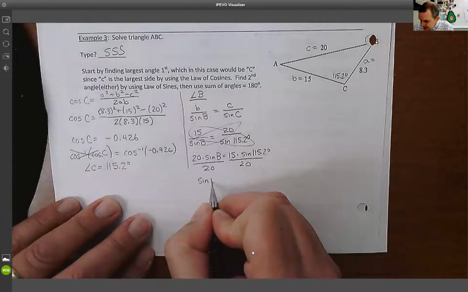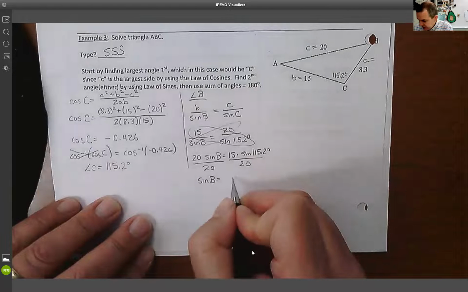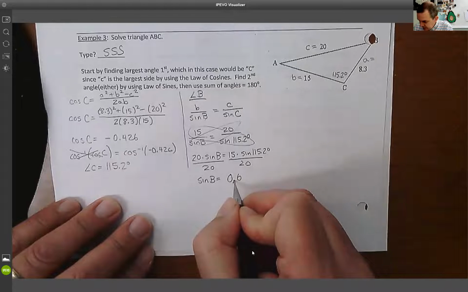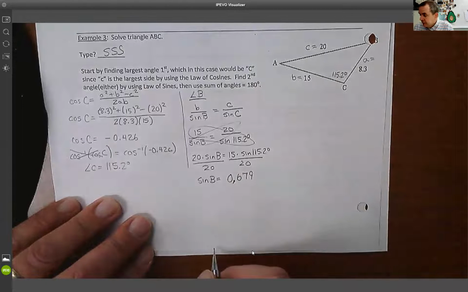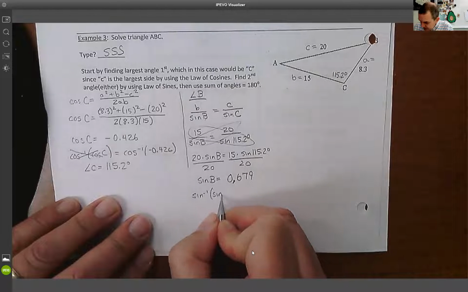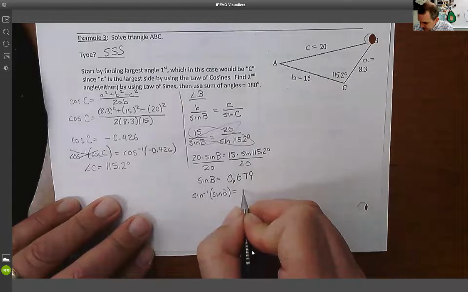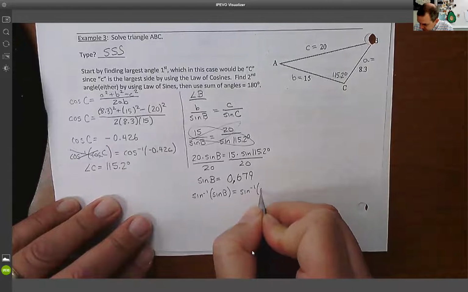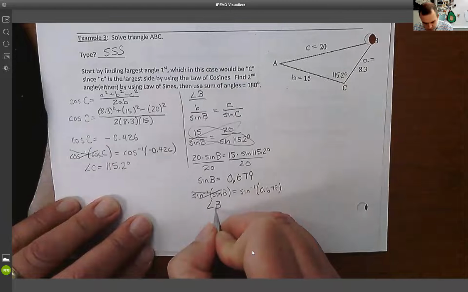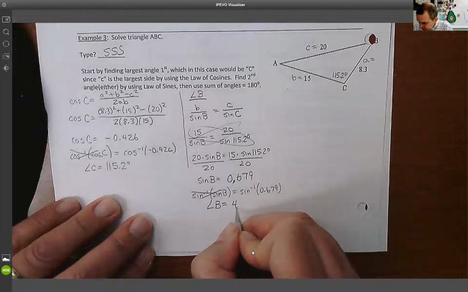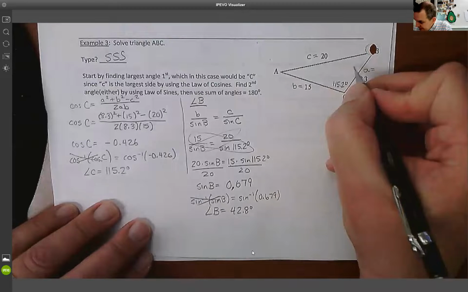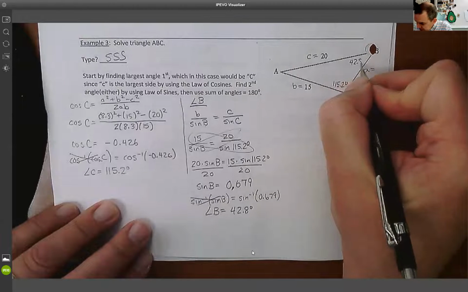We're going to be left with sine B equals, go to my calculator, that fraction is going to simplify to 0.679. Arc sine of both sides to undo the trig. So I want to do it to the other side as well. I'm left with angle B equals 42.8 degrees. So now I know that this one right here up in the top is 42.8 degrees.